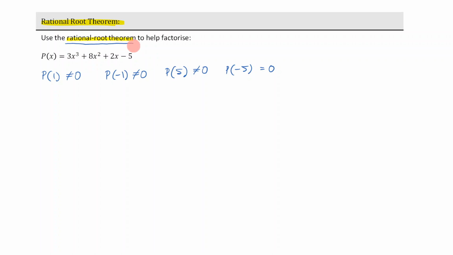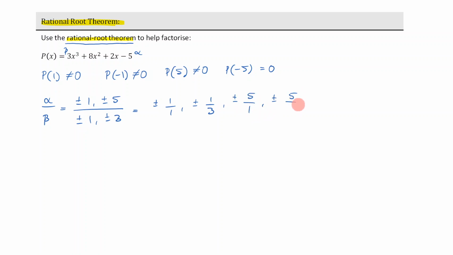Because that means what we're going to do now is we're going to say, well, this is alpha, this is beta. What we're going to consider is simply going to be factors of the first one over factors of this one, 1 on 3. So that means the fractions that we're going to consider are plus or minus 1 on 1, plus or minus 1 on 3, plus or minus 5 on 1, plus or minus 5 on 3. So they're all the different combinations that we can make.